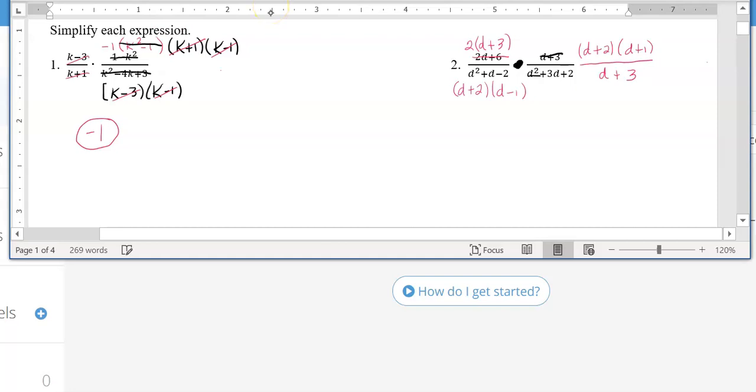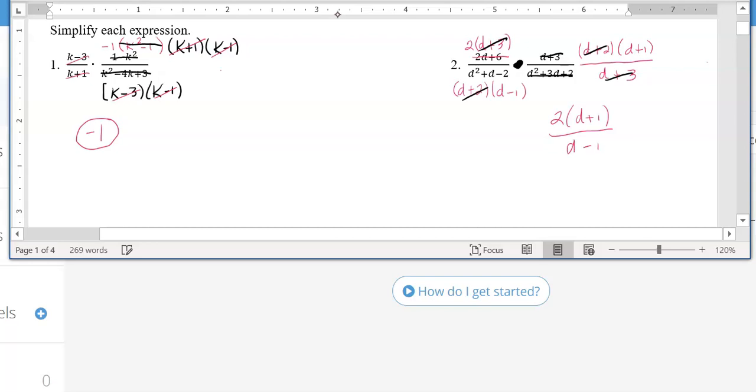So let's mark those out since we're not using those. And now we're back to the same type of problem that we had over here. We look for matching factors. So notice I've got matching d plus 3 factors going diagonally, d plus 2 going this way. Doesn't look like anything else cancels, so my final answer will be everything that doesn't cancel. 2 times d plus 1 will be my numerator divided by d minus 1.